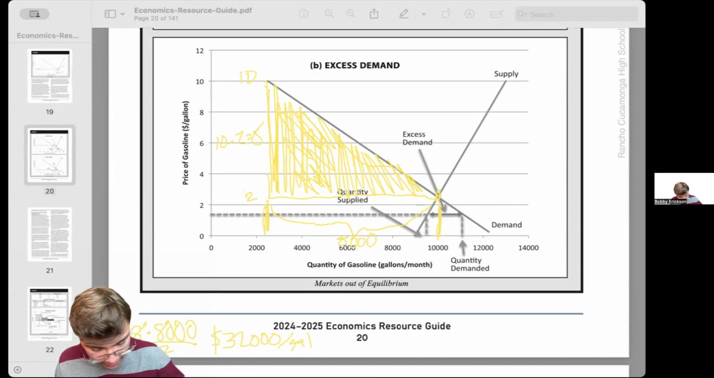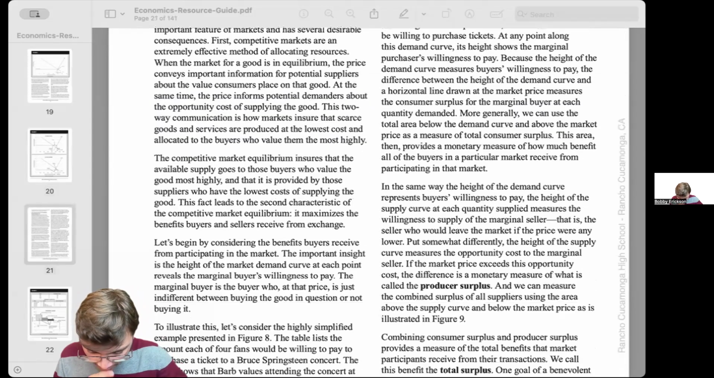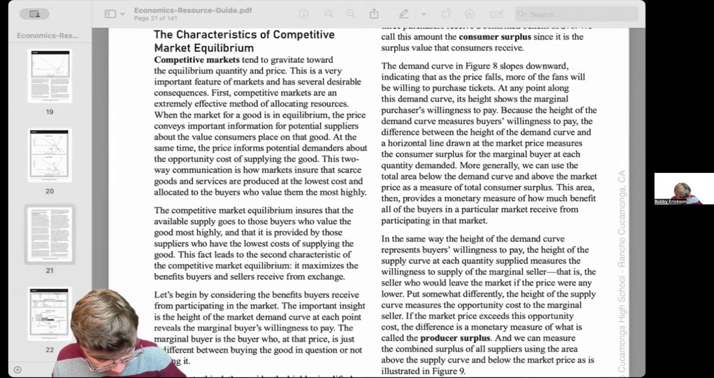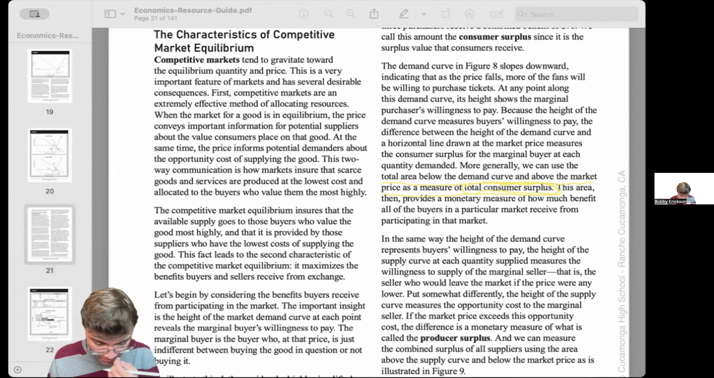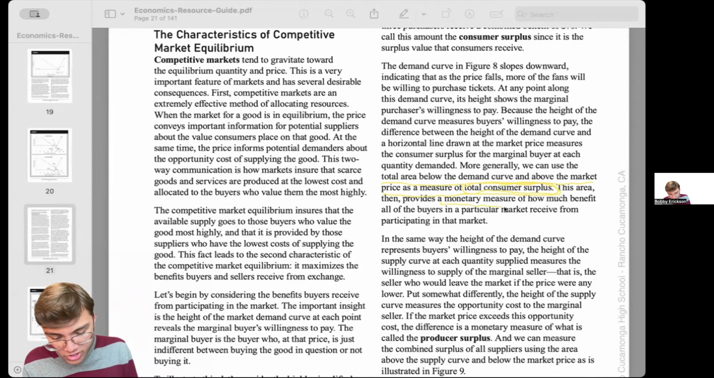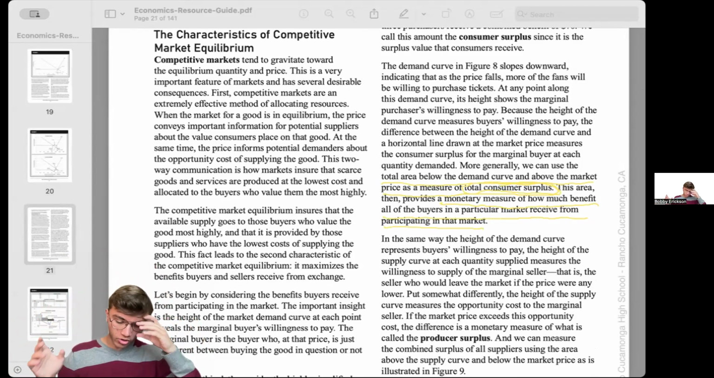And that's probably explained in these next few sections, but we can see right here the total area below the demand curve and above the market price as a measure of total consumer surplus. This provides a monetary measure of how much benefit all the buyers in a particular market receive from participating in the market. So all of the buyers, in total, are getting this consumer surplus.